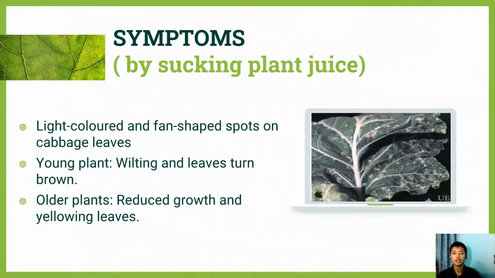The mode of action of harlequin bugs is by sucking plant juice. Thus, its symptoms are light-colored, fan-shaped spots on the cabbage leaf, as shown in the picture. As for the young plant, wilting will happen and leaves will turn brown. As for older plants, the growth will be reduced and yellowing leaves will occur.